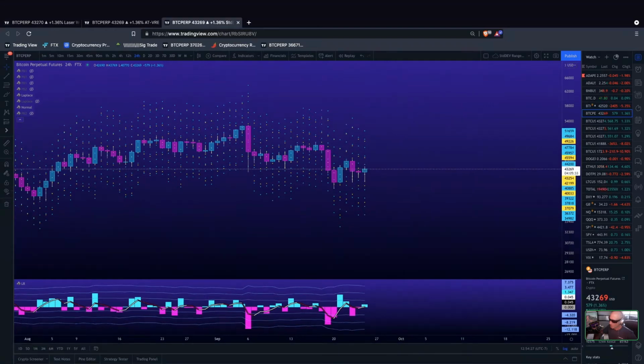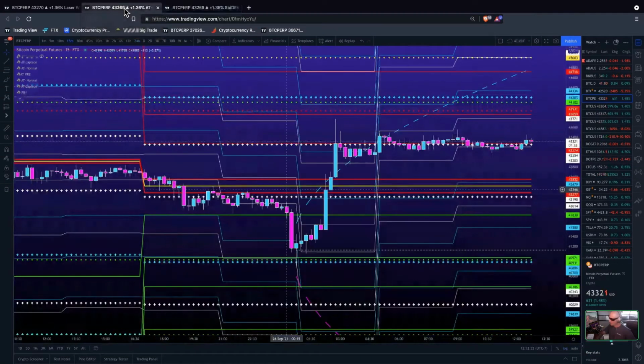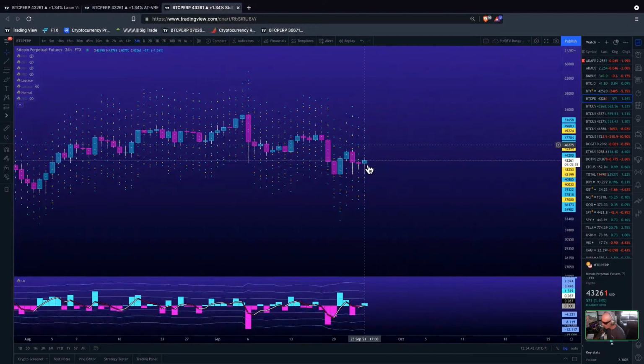On our trusty little VRE here, our volatility range estimator, we've added our normal distribution and Laplace distribution levels. That's this white cross line right there. So you can see price right at it. There it is, a little yellow dot right where the price action is.